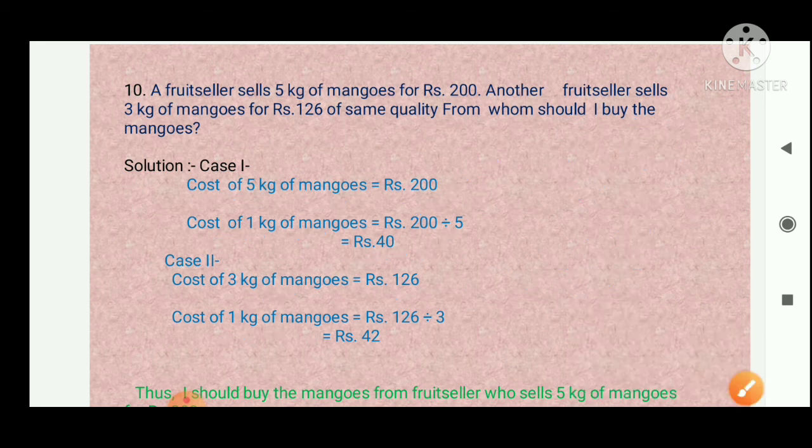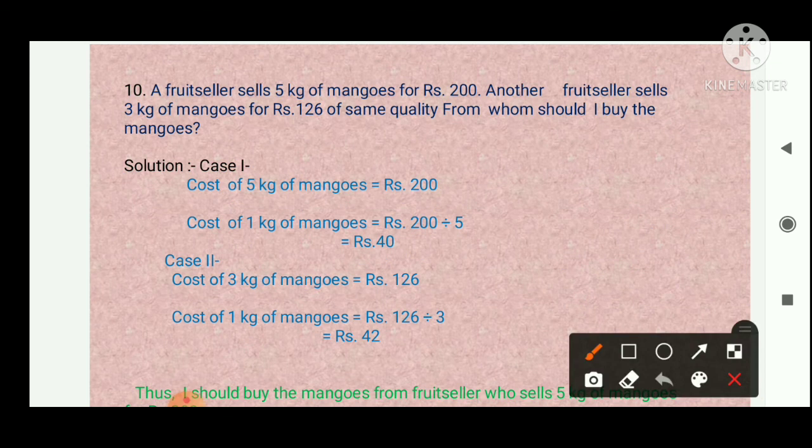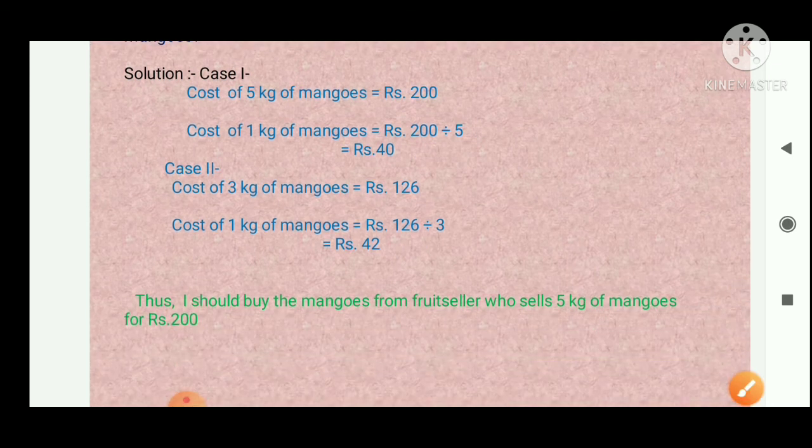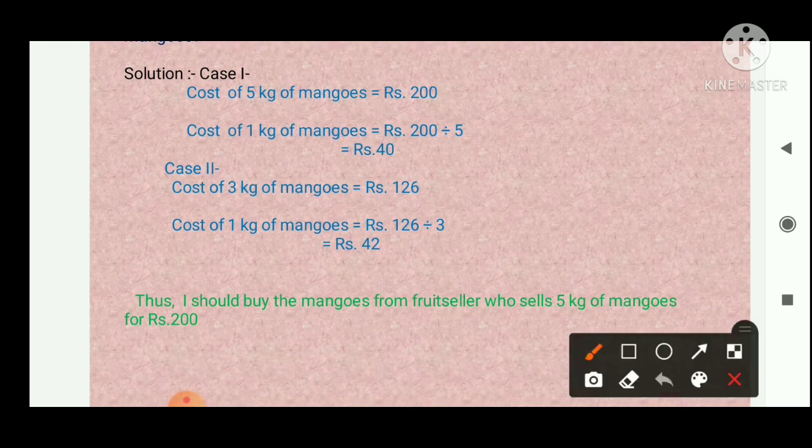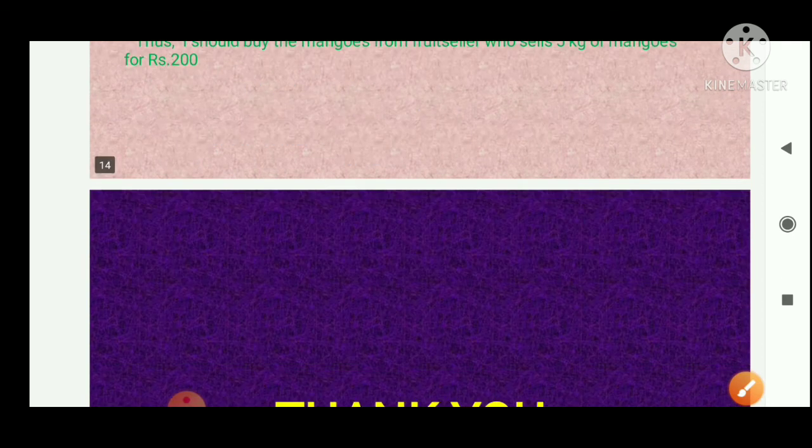Now students, if you observe here, in case first, the cost of 1 kilogram of mangoes is 40 rupees. And in case second, the cost of 1 kilogram of mangoes is 42 rupees. Then tell me, from whom should I buy? Yes, here I should buy the mangoes from the fruit seller who sells 5 kilograms of mangoes for rupees 200. In this way, students, by using the unitary method, we solved all examples given in exercise 1. Thank you. Have a nice day.